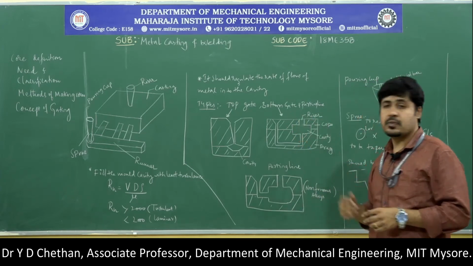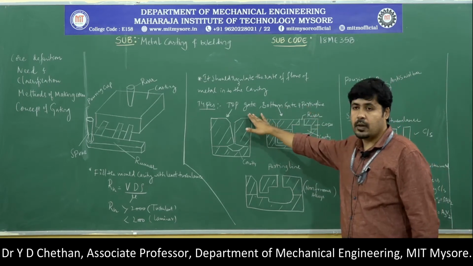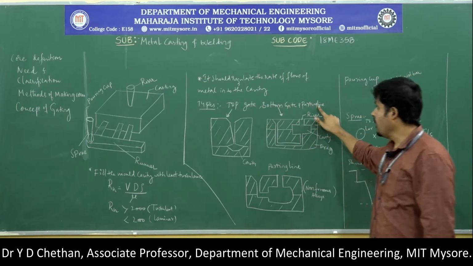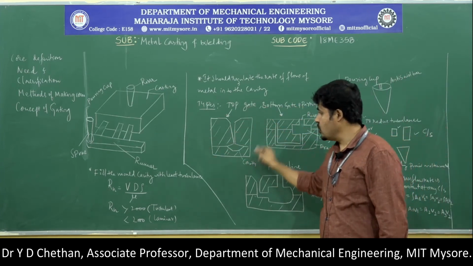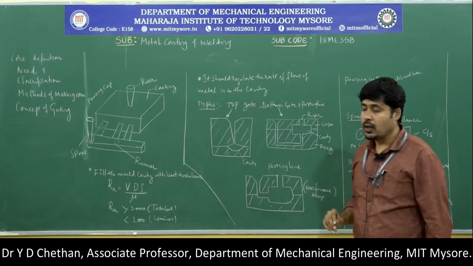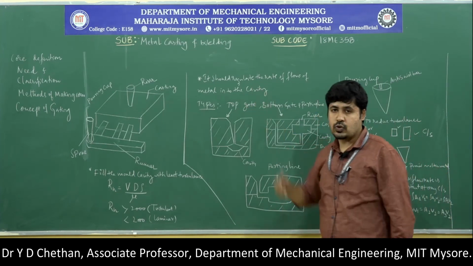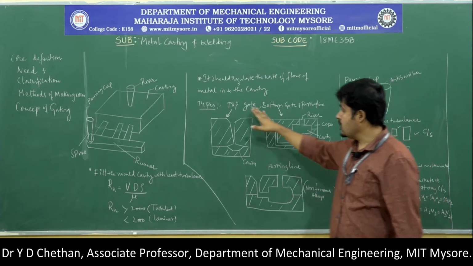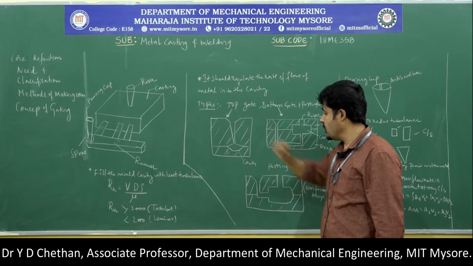Then what are the types of gating systems? We have three different types: top gate, bottom gate and parting line gates. This is the pictorial representation of the top gate. Here this particular gate is directly exposed to the atmosphere, and that is called the top gating system. This is the cavity, this is the sprue and this is the pouring cup.